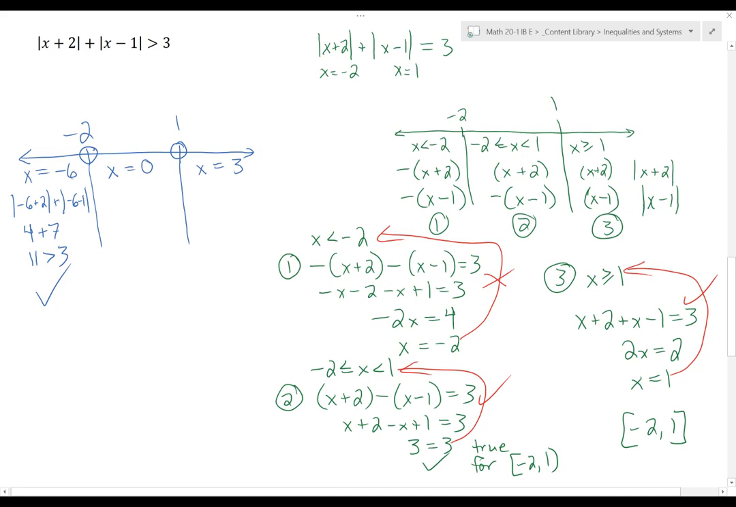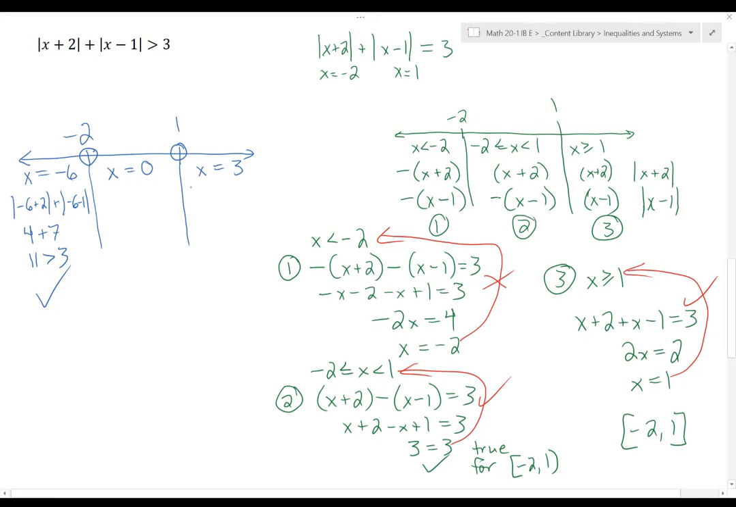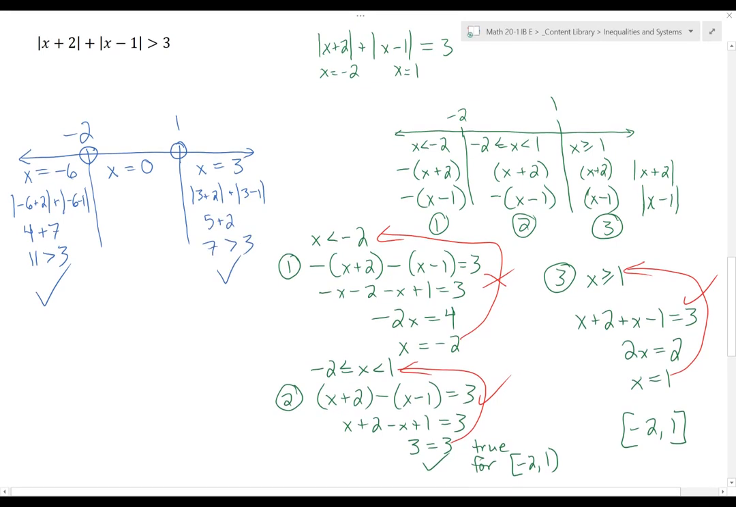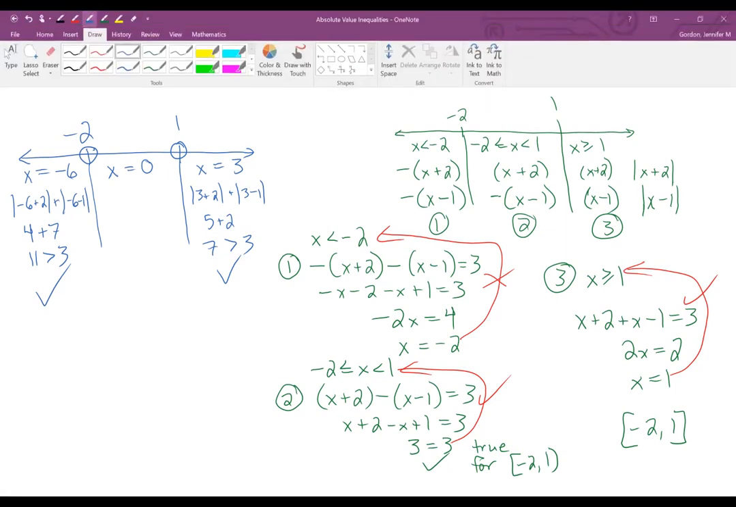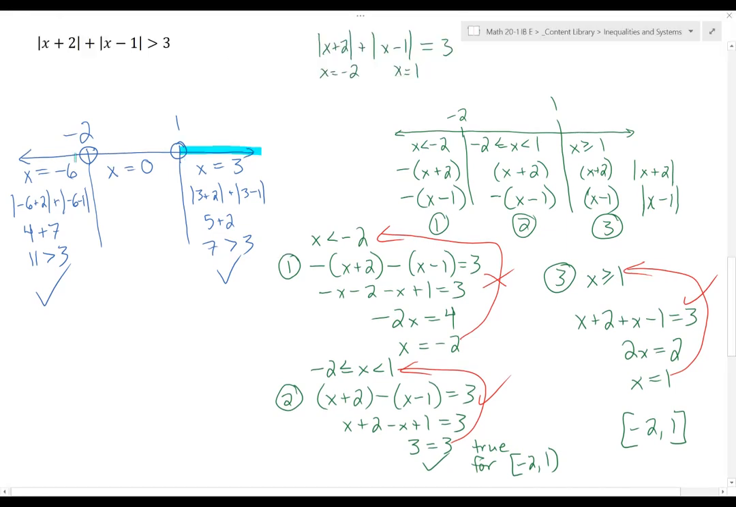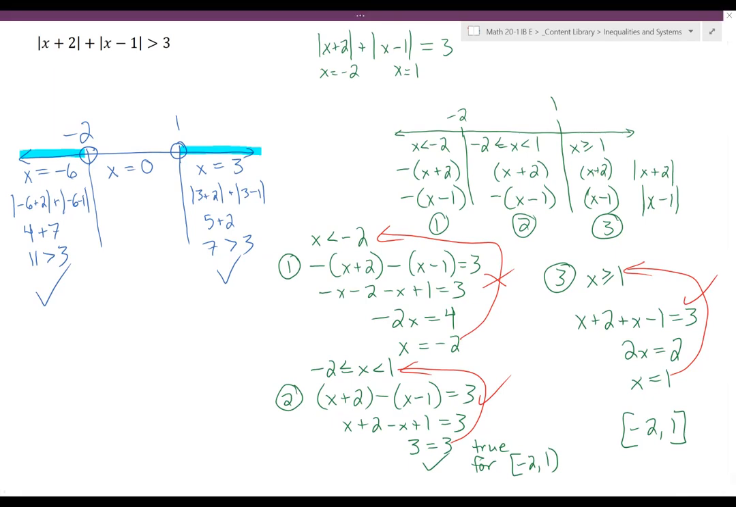If I test the interval greater than 1, so I'm going to skip all the way over to the far right interval, if x equals 3, I've got the absolute value of 3 plus 2, plus the absolute value of 3 minus 1. That's 5 plus 2, which is 7. 7 is also greater than 3, so this interval is acceptable. So far, I know that I need to choose the two outside intervals.